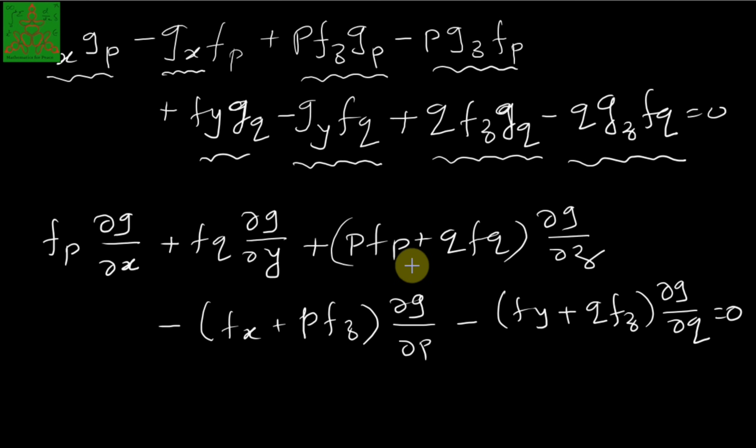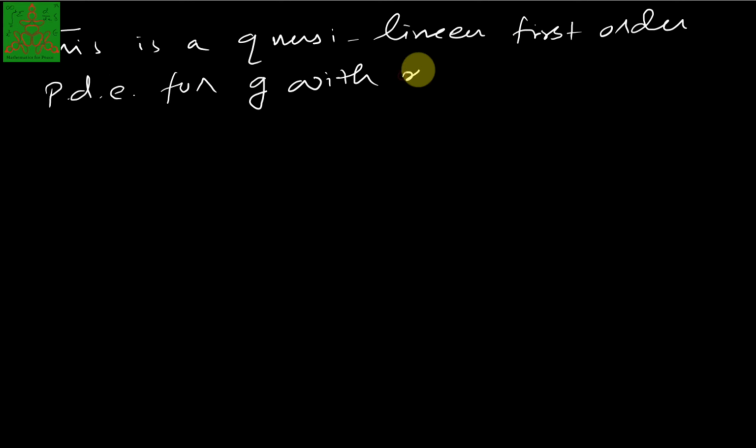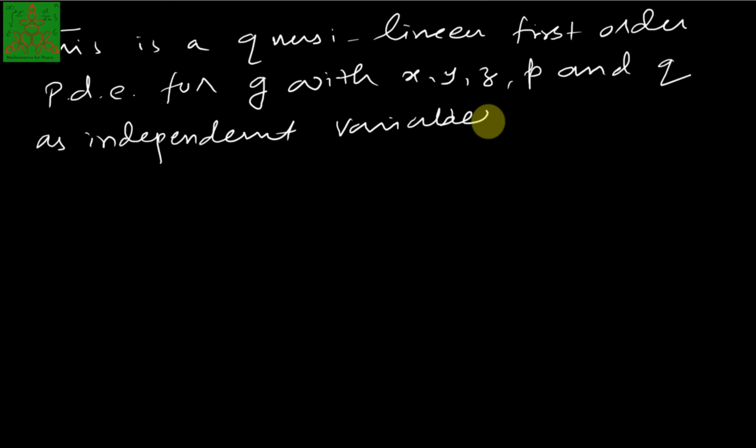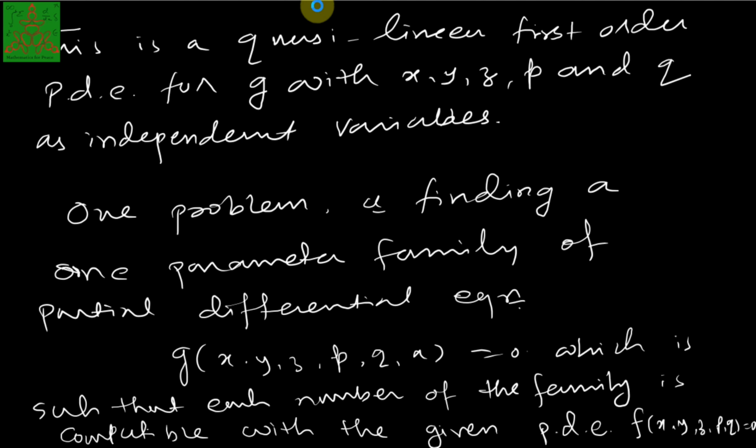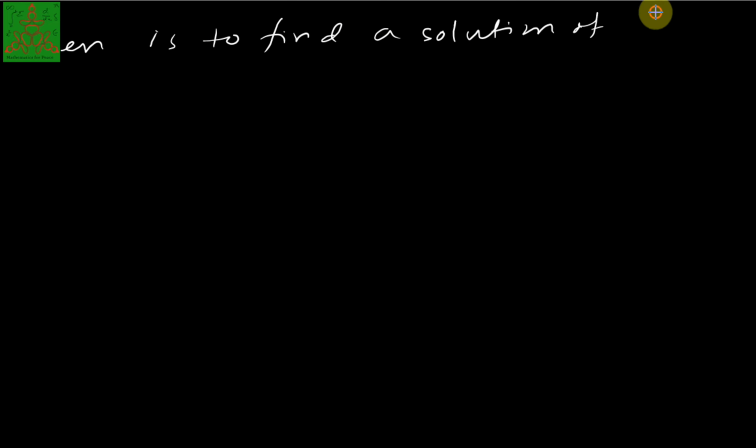This is a quasi-linear first order partial differential equation for g with x, y, z, p and q as independent variables. Our problem is to find the one parameter family of differential equation g equal to 0, such that each member of the family is compatible with the given equation f equal to 0. Then it is to find the solution of this equation 3.